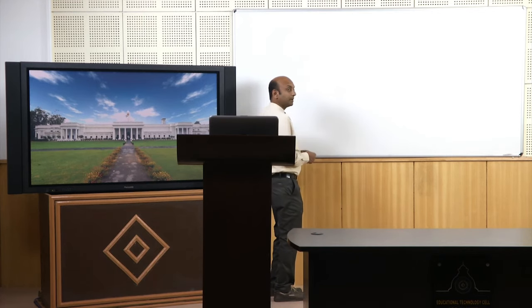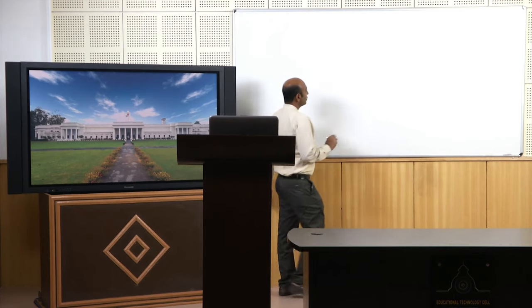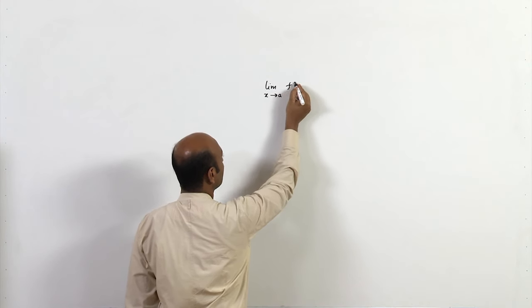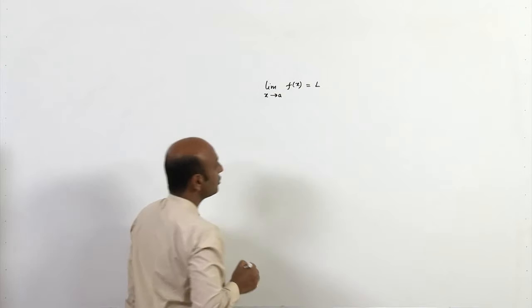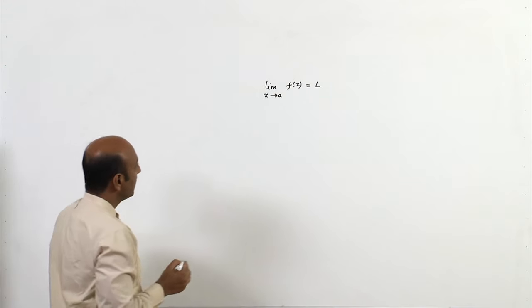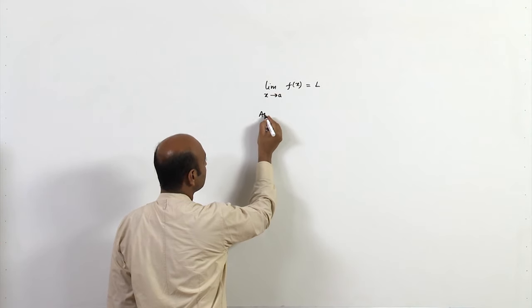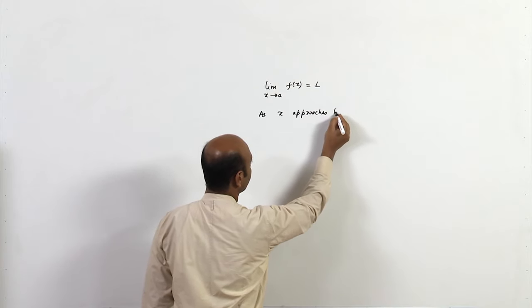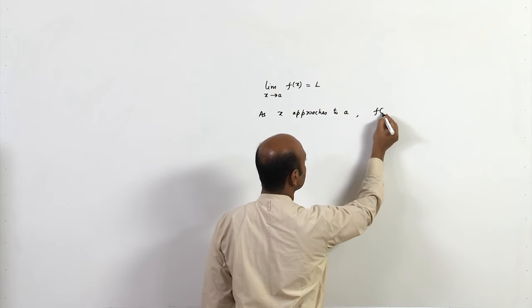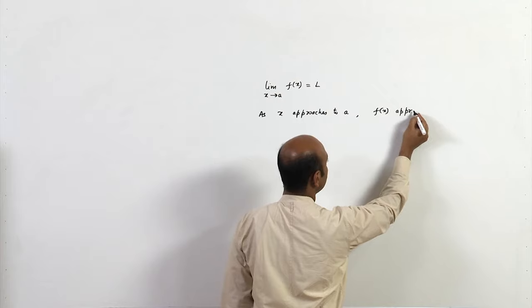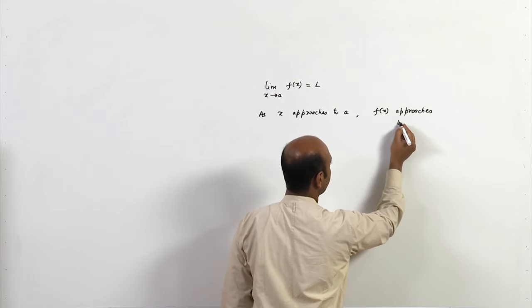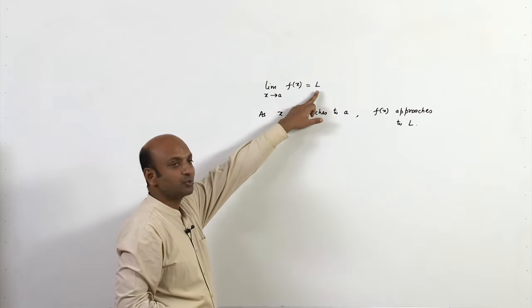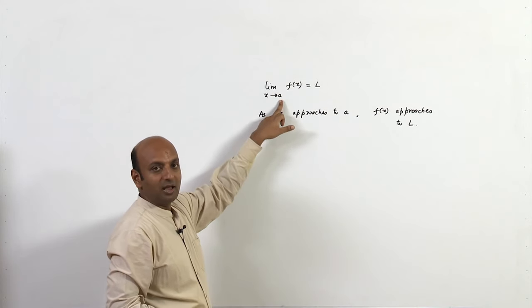First we recall limits for one variable functions. So suppose we have the limit as x tends to a of f(x) equal to L. What does it mean? It means that as x approaches a, f(x) approaches L. So roughly speaking, when we say the limit as x tends to a of f(x) equals L, this means as x tends to a, f(x) tends to L.